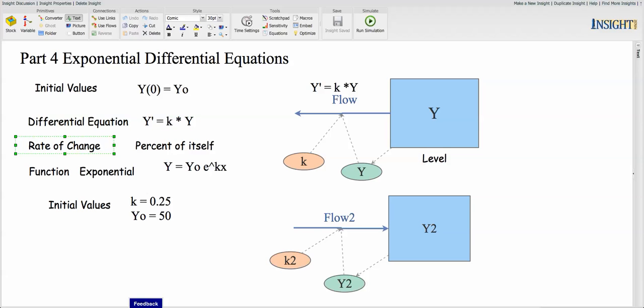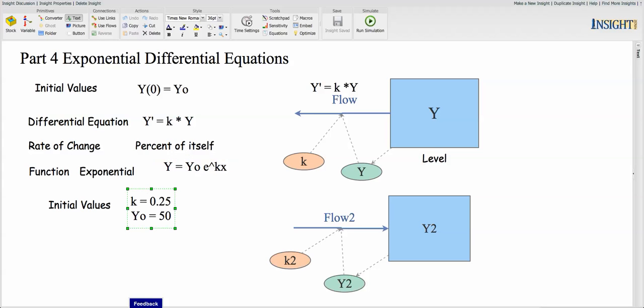And so the rate of change is a percent of itself. The rate of change is a percent of y. So the function is an exponential function. y equals y sub 0 times e to the kx power. The little hat there indicates the exponent, the superscript.